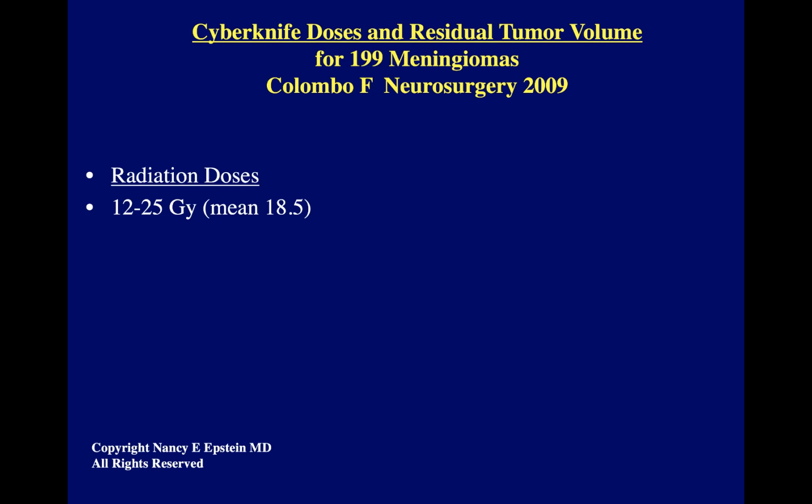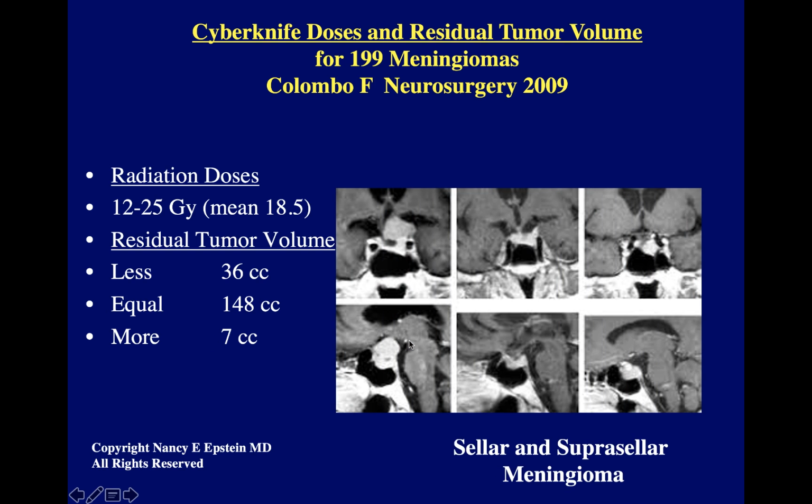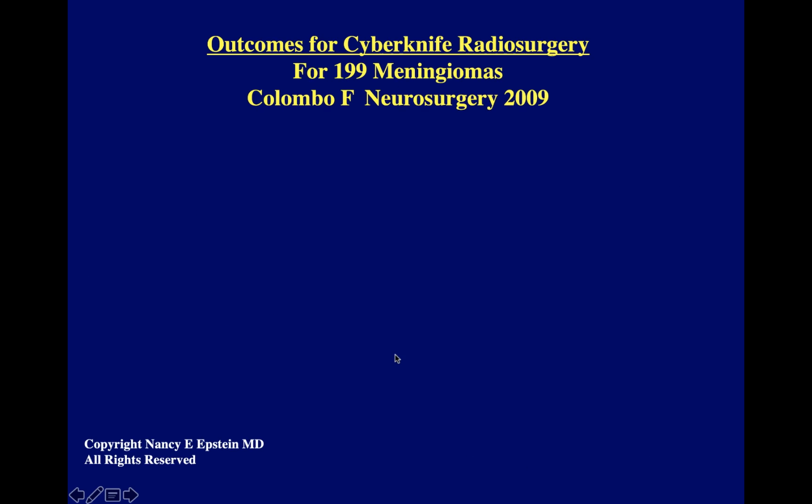Cyberknife doses and residual tumor volume for these 199 lesions. 12 to 25 gray were administered for an average of 18.5. Residual tumor volume, less than 36 cc's, equal to 148 cc's, and more 7 cc's. Those were the criteria that were used. And here is a sellar and suprasellar lesion. Here you're on your coronal image, and here on your parasagittal studies.